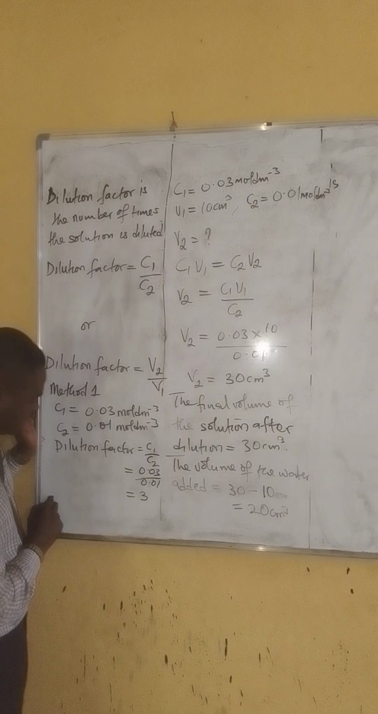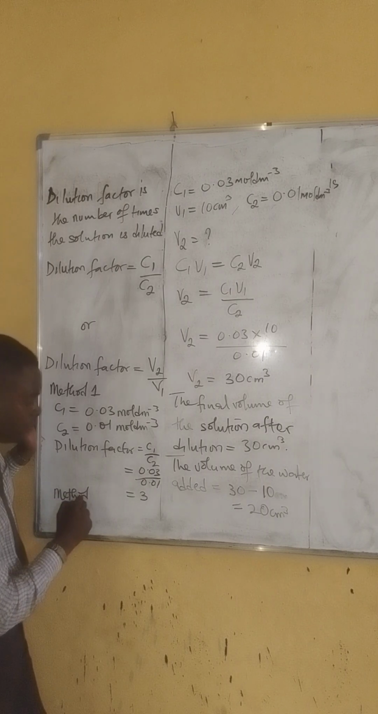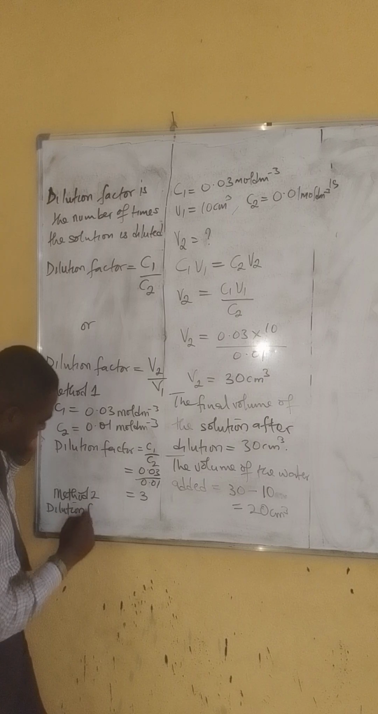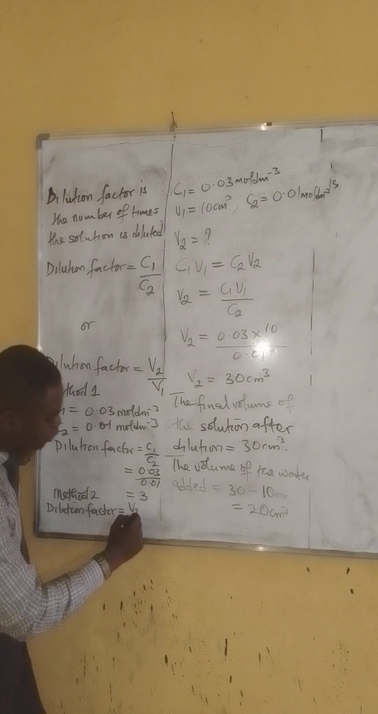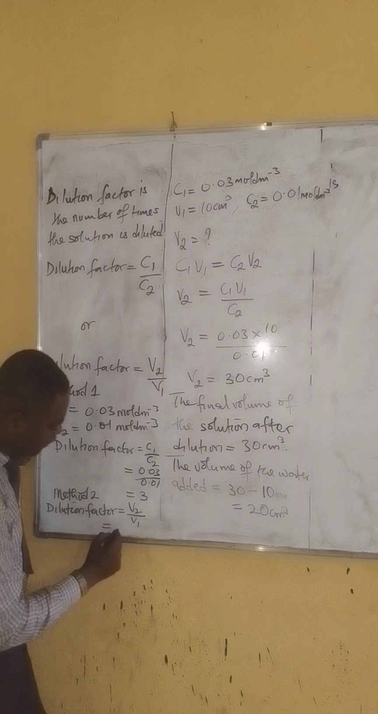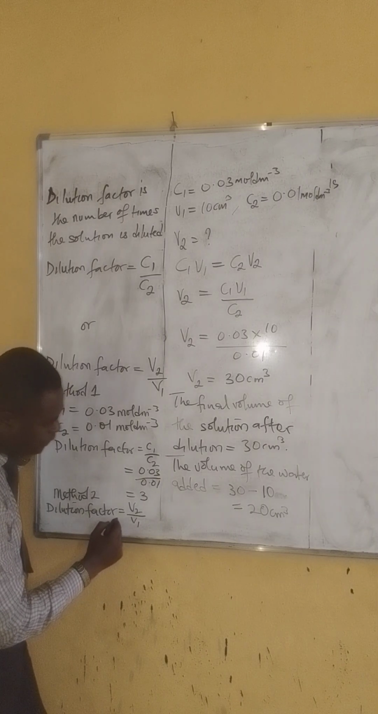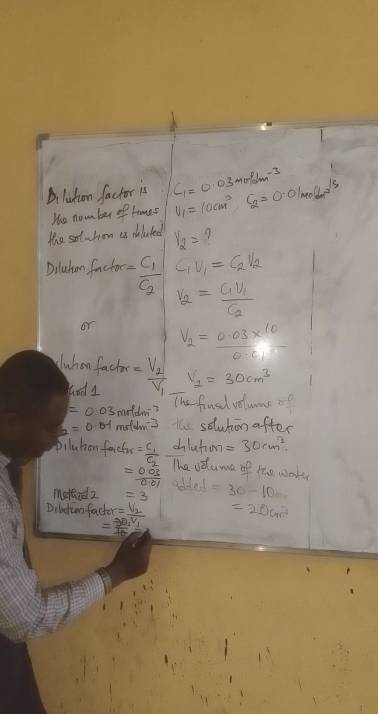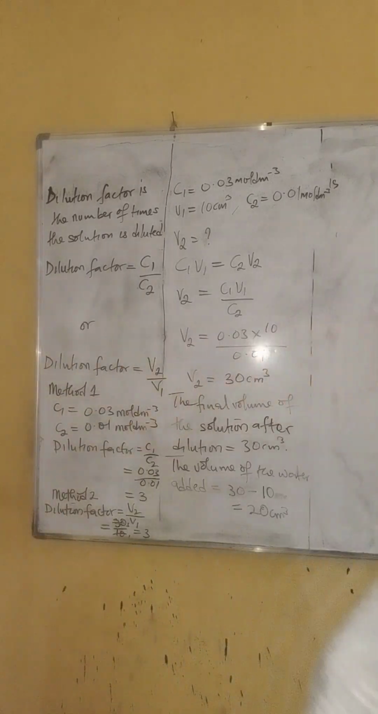Then use method 2. Dilution factor is equal to V2 over V1. What is your V2? Our V2 is 30, while our V1 is 10. So that is 10 here 1, 10 here 3. It's also 3. It means that the solution will be diluted 3 times its original concentration.